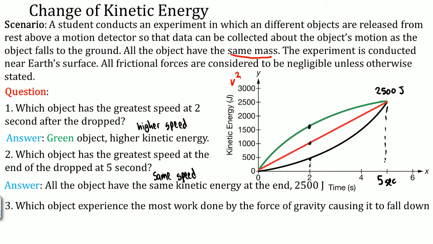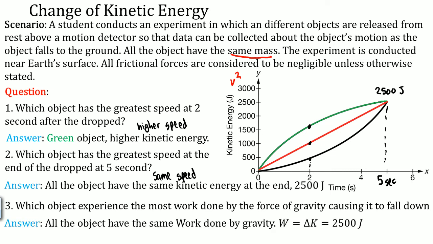Lastly, which object experienced the most work done by the force of gravity, causing it to fall down? Well, we would say that all the objects here have the same amount of work, because the way we define work is a change in kinetic energy. So this is the kinetic energy at the start, kinetic energy final. Notice that everyone here has the same path. Their starting and their ending are the same. And their ending is 2,500 joules. Therefore, you can say that their work is all the same.